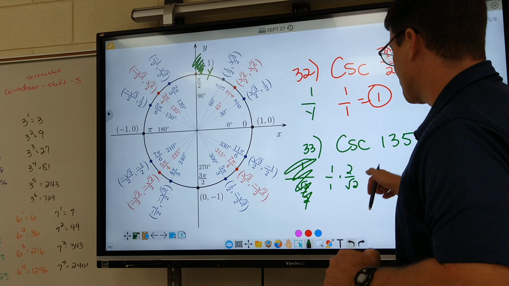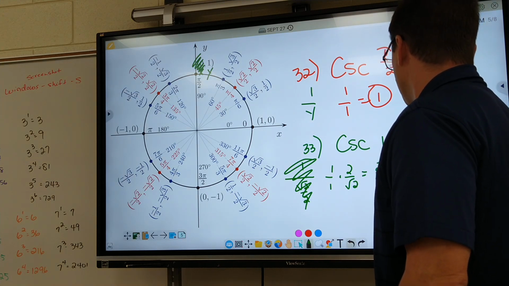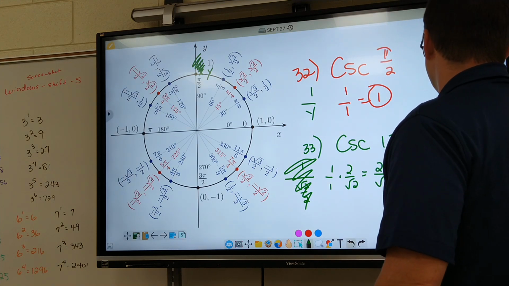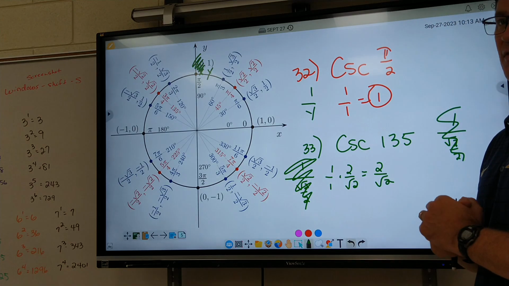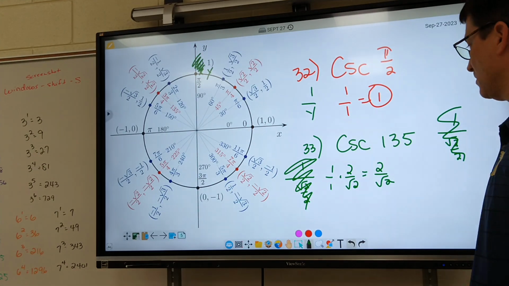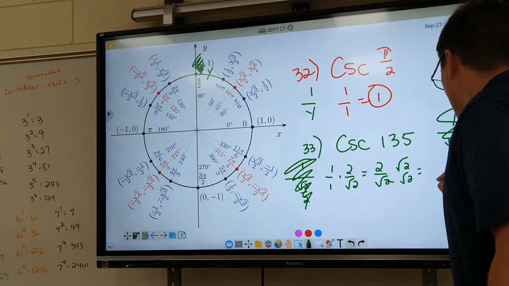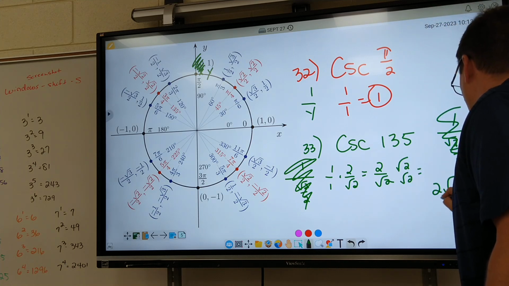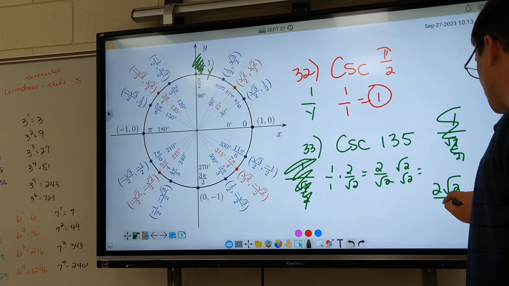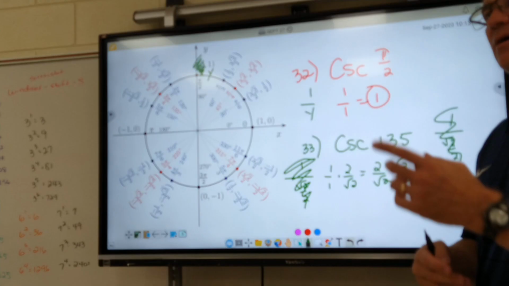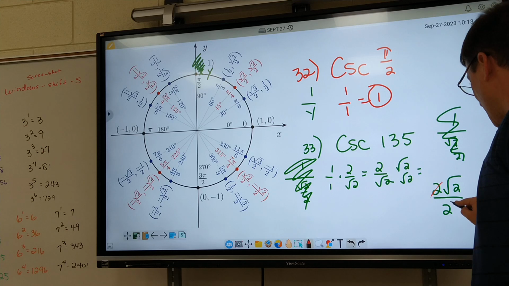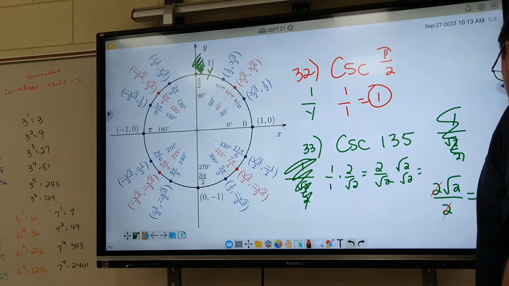Now, nothing cancels, so my answer is 2 on top, root 2 on bottom. I can't leave it like that, though. How do I fix it? Times both sides by root 2. So now I got 2 root 2 on top. The bottom is just plain old 2. Good. Alex says now take out the 2's. Final answer is just root 2.